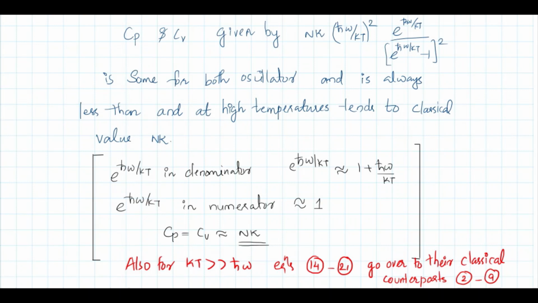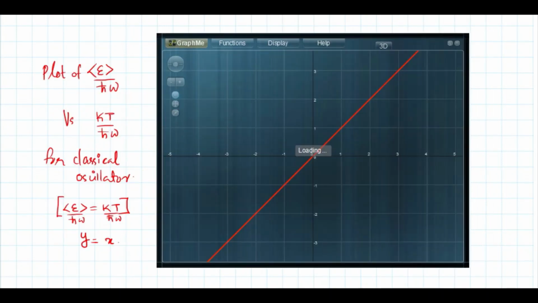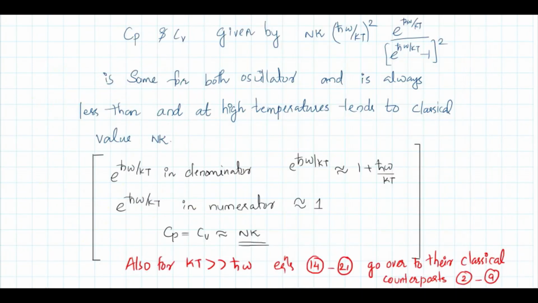Now Cp and Cv are given by the same expression for both the Planck oscillator and the Schrodinger oscillator, because Cp and Cv are the derivative of u with respect to temperature, and the zero point energy term is a constant. So irrespective of whether there is zero point energy or not, the Cp and Cv values are the same for the Planck oscillator and the Schrodinger oscillator, and this will tend to a value of Nk at high temperatures.